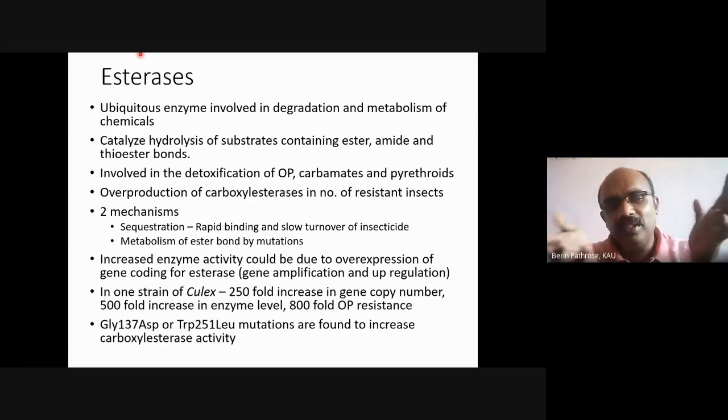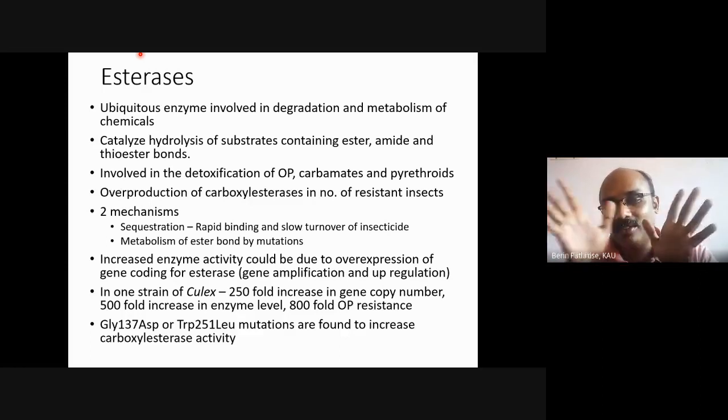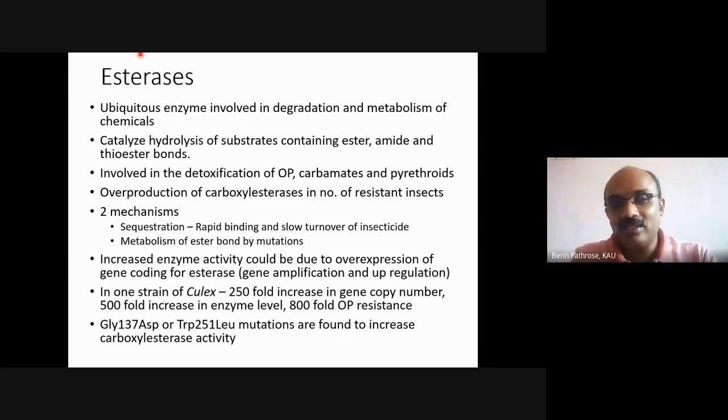If you see glycine and asparagine, they differ in only one nucleotide. So a single change in a nucleotide will convert glycine to asparagine. That's why we call it a point mutation. A single nucleotide gets mutated and converted to another nucleotide, so the entire amino acid gets changed. Instead of glycine, it will be asparagine. That's how that mutation occurs.